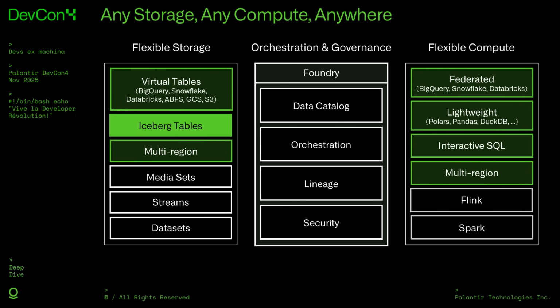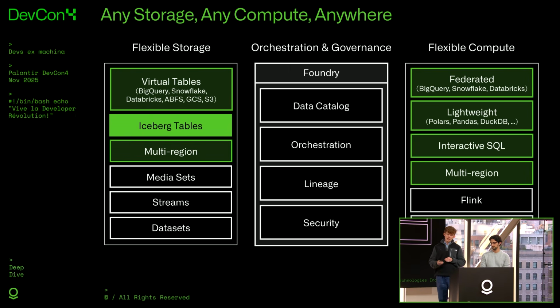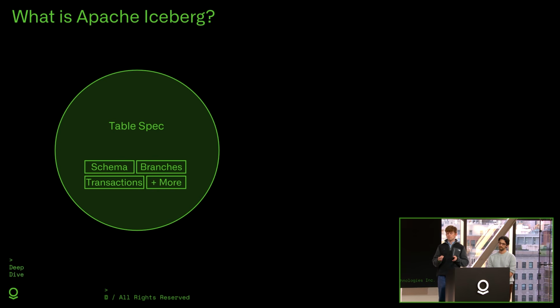The first thing I want to touch on is Iceberg tables. The big headline news here is that we're migrating native Foundry datasets to use Iceberg. This is a feature that's currently in beta. We have it testing on a few stacks right now. And so to get going, let's talk a bit about what Iceberg actually is.